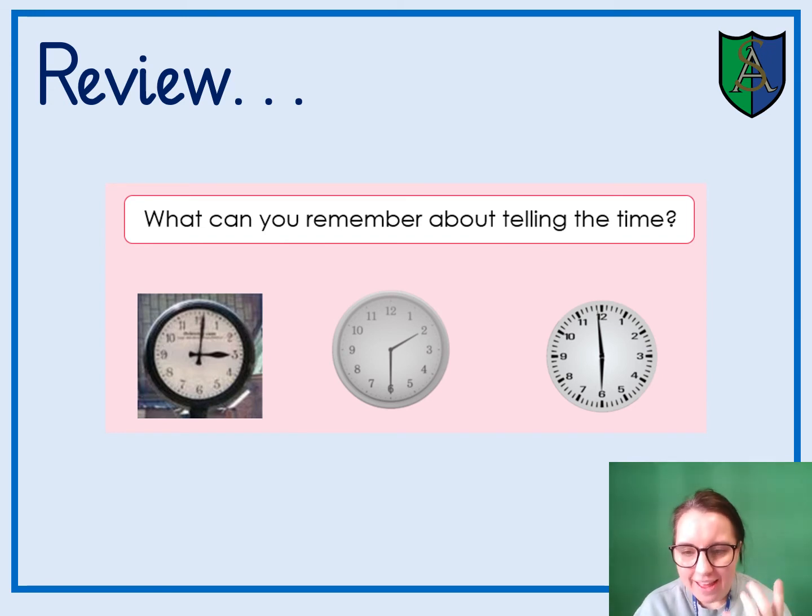We also know that there are 2 hands, a minute hand and an hour hand. When the minute hand is pointing at the 12, we know that the clock is reading o'clock. Well done. If it's pointing towards the 3, then we know it's reading quarter past. If it's pointing down towards the 6, we know it reads half past. And if it's pointing towards the 9, then we know that it reads quarter to. Okay, so we've learned an awful lot about time in the past few weeks, haven't we?